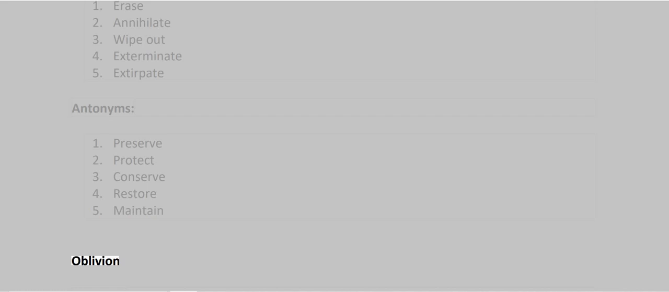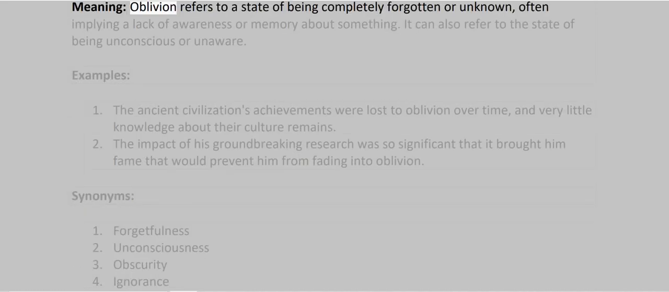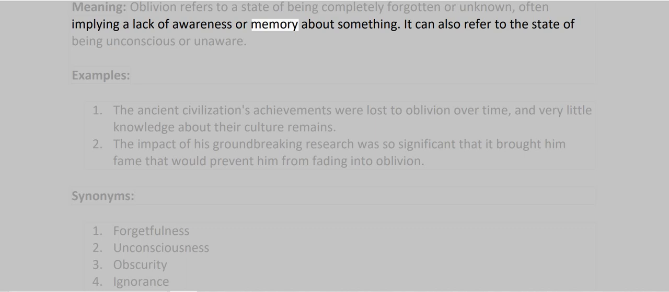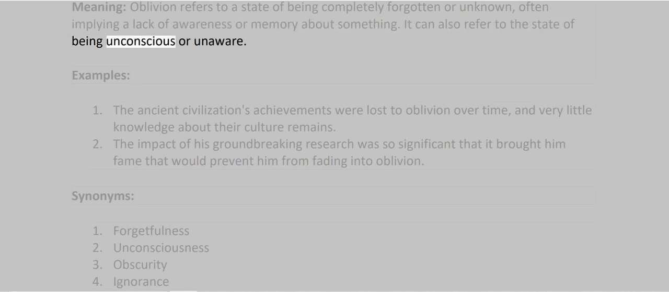Oblivion. Meaning. Oblivion refers to a state of being completely forgotten or unknown, often implying a lack of awareness or memory about something. It can also refer to the state of being unconscious or unaware.